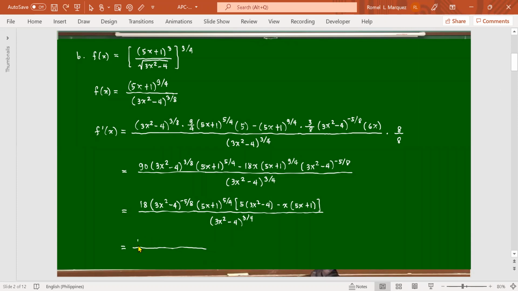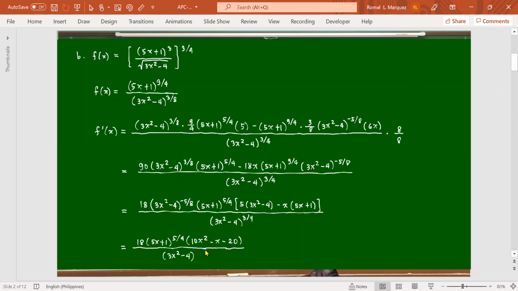18, then 5x plus 1 raised to 5 over 4, times 15x squared, negative 5x squared, 10x squared, negative 20, negative x. So minus x, negative 20. All over 3x squared minus 4 raised to 3/4.